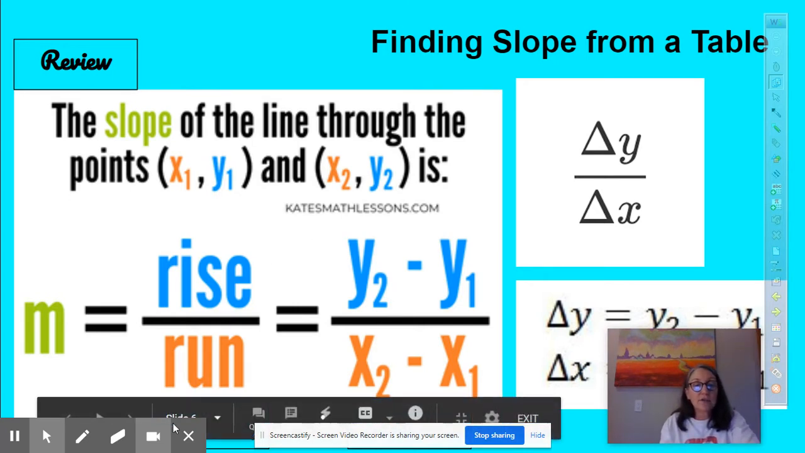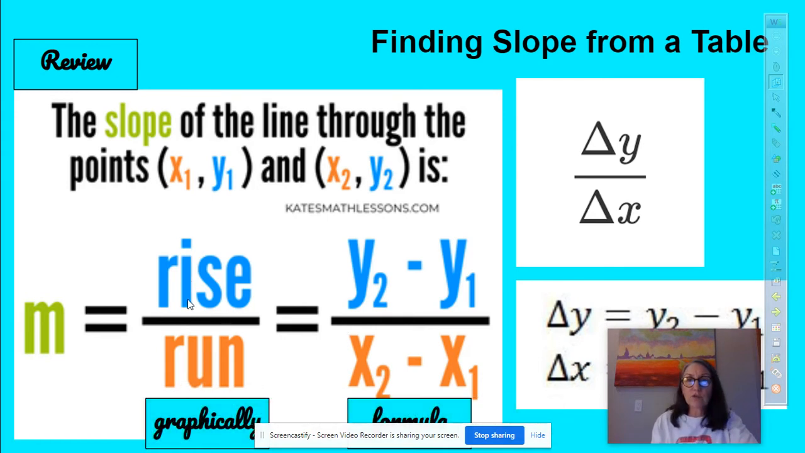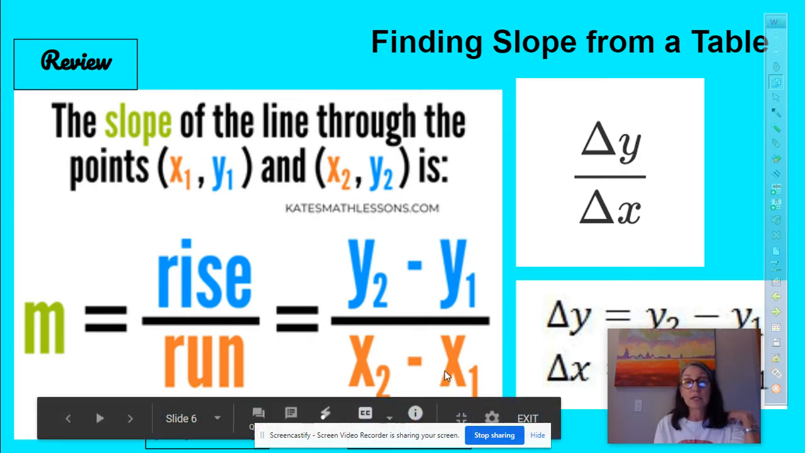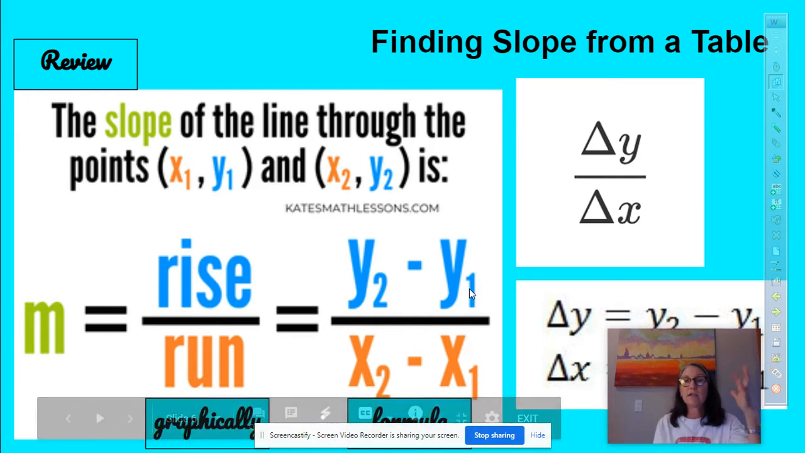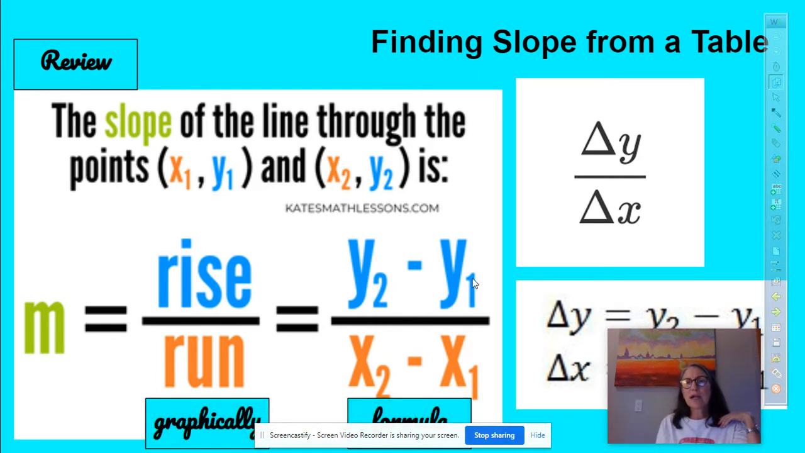When we found slope graphically, we used rise over run, and we made slope blocks, slope steps, and we're able to determine positive, negative by looking at the line, using the rise and the run. When we only had 2 points to work with, we used the slope formula, y2 minus y1 over x2 minus x1. Great, no worries. But now what happens when we get to a table?